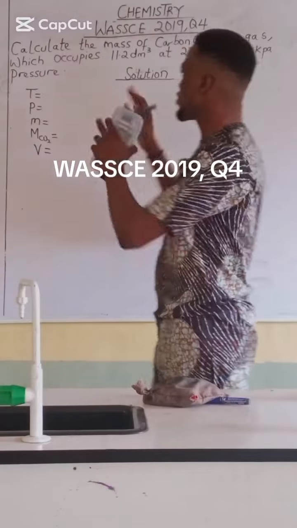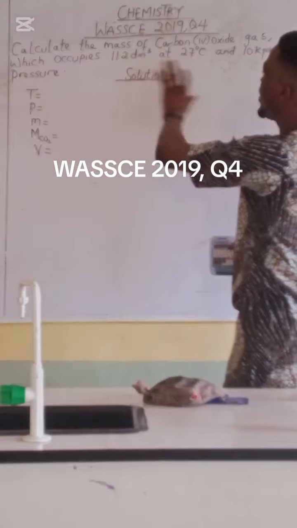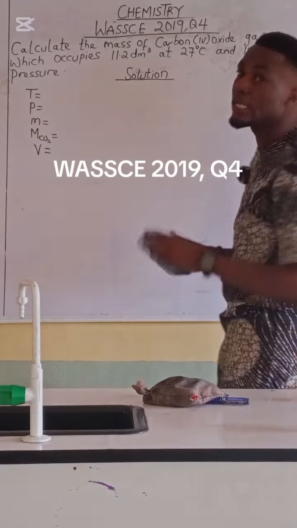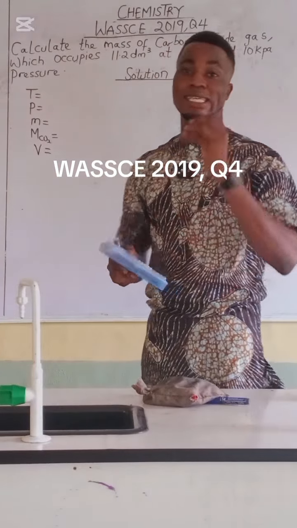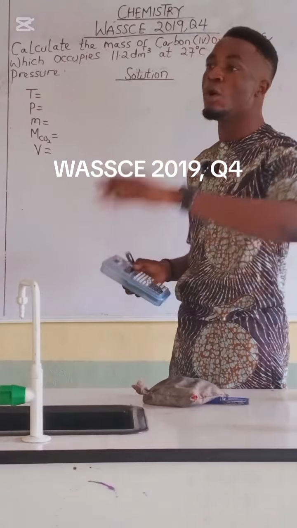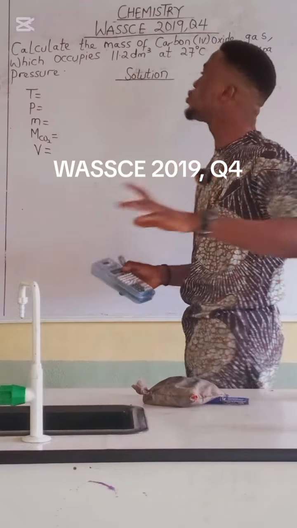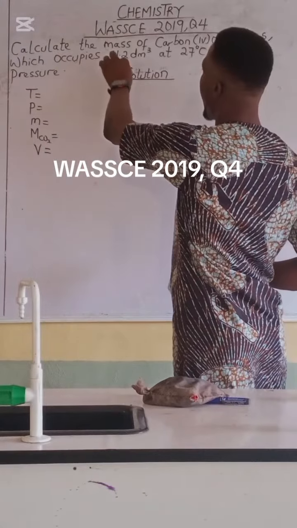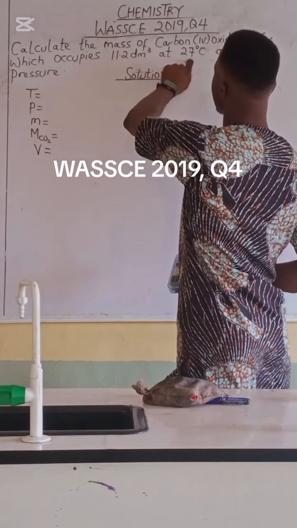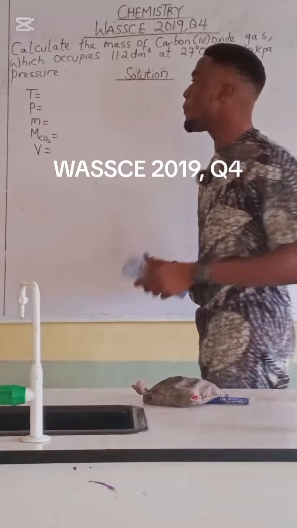Okay, viewers, very quickly let's solve this question. This is asking us to calculate the mass of carbon 4 oxide gas. Now, carbon 4 oxide gas has the symbol CO2, while carbon 2 oxide has the symbol CO. Please take note, so many students make mistakes there. Now, which occupies 11.2 gram at 27 degrees Celsius and 10 kilopascal.